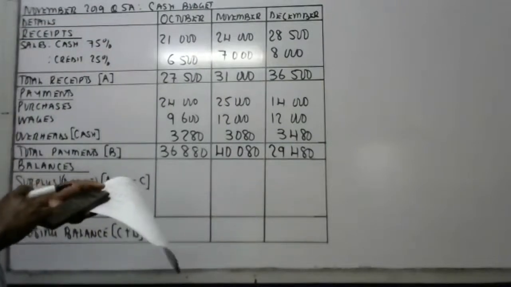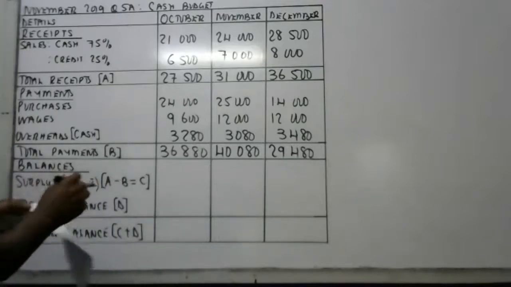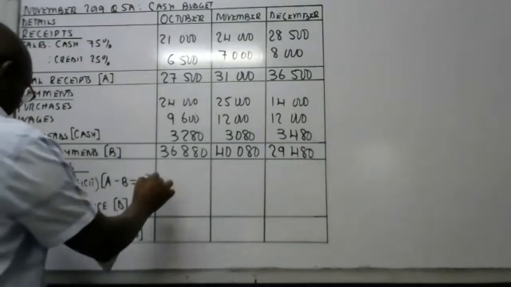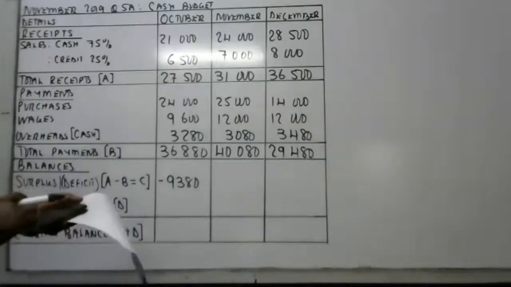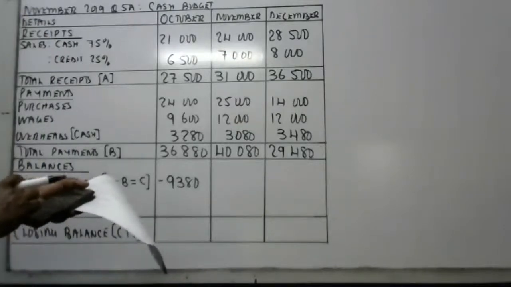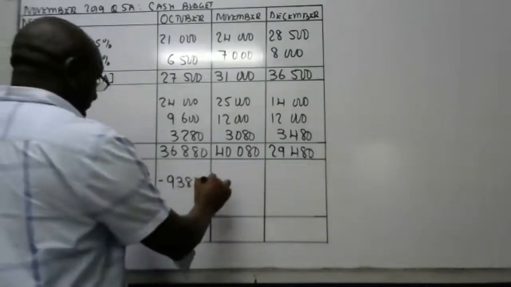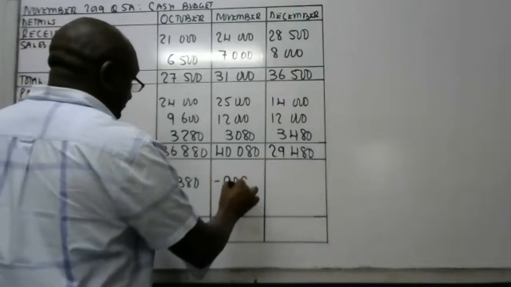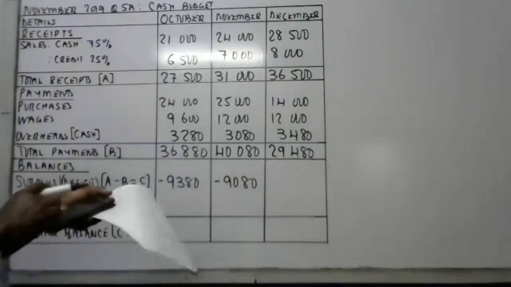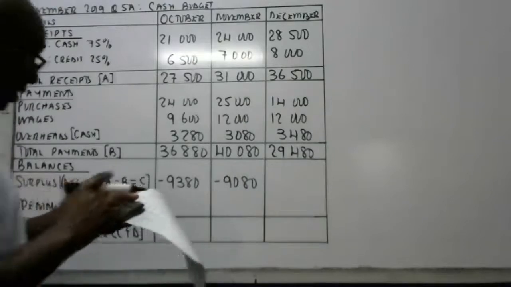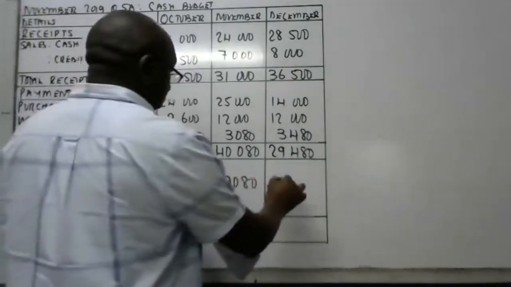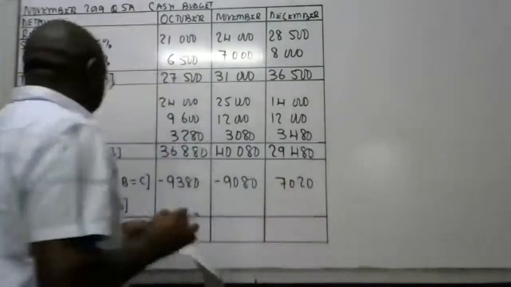So 27,500 minus 36,880 we have minus 9380. That 1,000 minus 4080 is minus 9080. That 6,500 minus 29,480 is 7020.